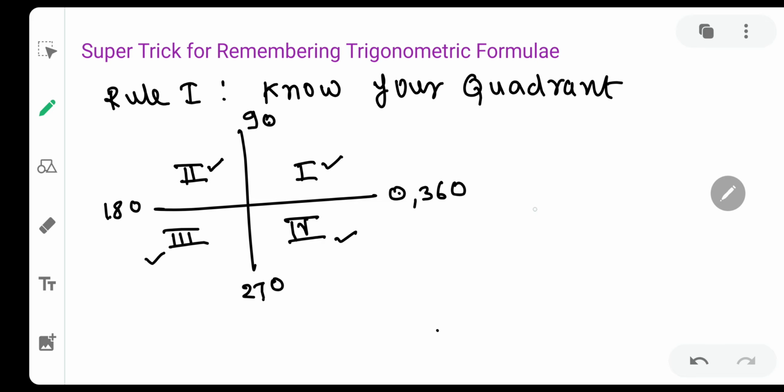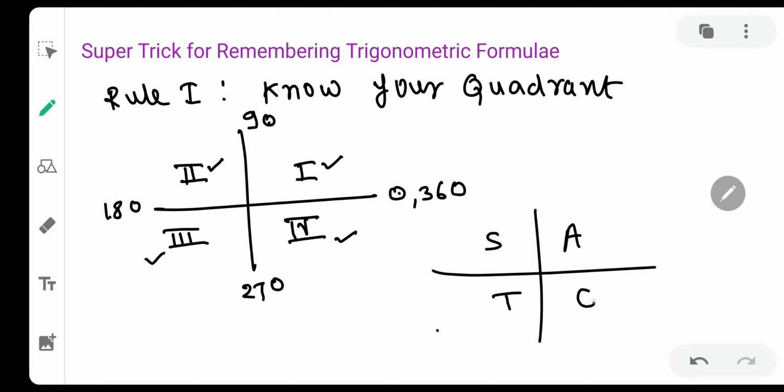And all of you must already know this trick of ASTC. You remember it as all silver tea cups. Now in the first quadrant, all the trigonometric ratios are positive. You should remember this. And in the second quadrant, only sine and its reciprocal, which is cosec, are positive. In the third quadrant, tan and cot ratios are positive. And in the fourth quadrant, only cos and sec ratios are positive. This much you should know.